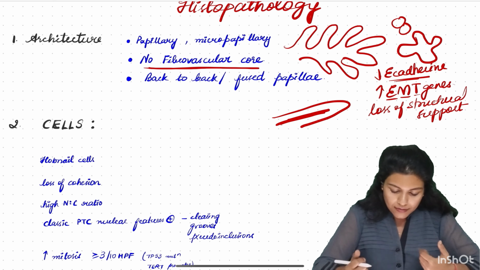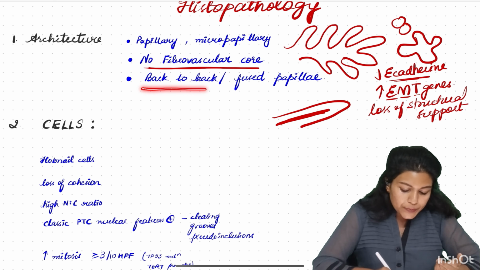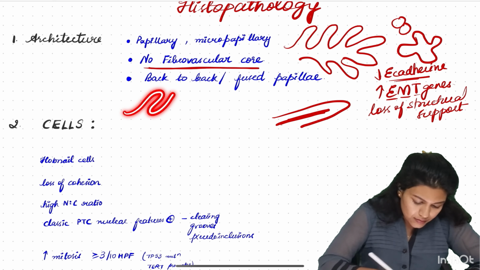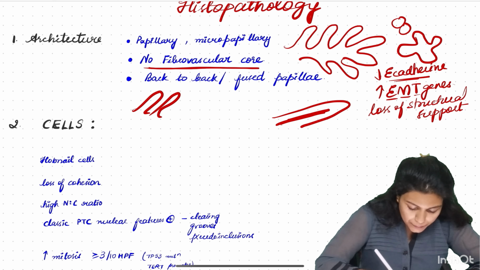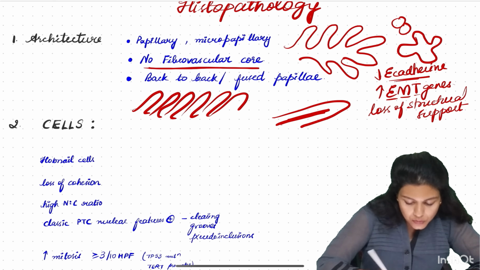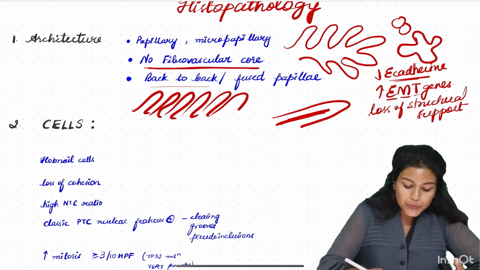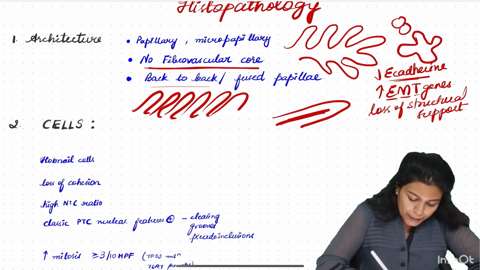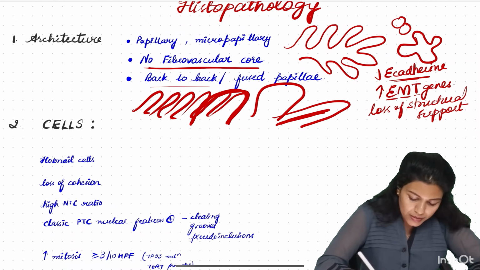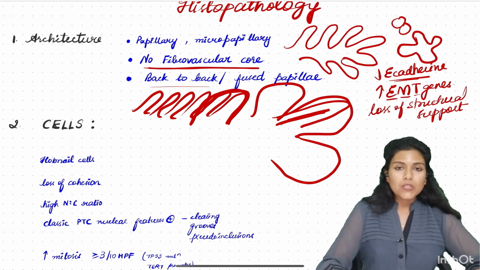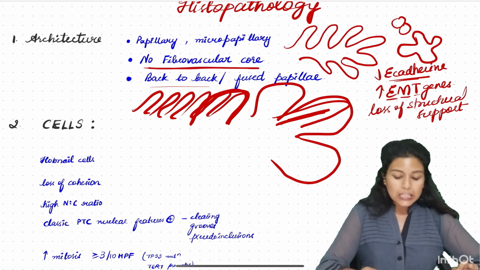which promote invasion and metastasis. These papillae can be arranged in a back-to-back arrangement. They will be like this: one papilla, back to back, back to back, back to back. There's no gap in between these papillae. Either it can be a back-to-back arrangement, or otherwise all these papillae become fused and become one wide papilla like this. These are the fused papillae. So this is the architecture given by the Hobnail PTC.